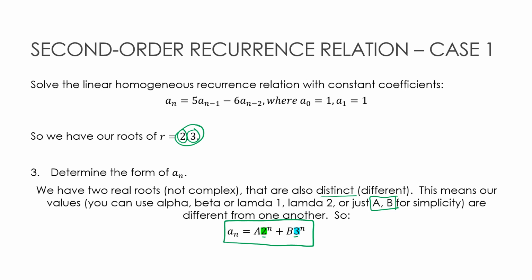But this is the correct form if I have 2 distinct roots, or even if I had 3 distinct roots. Let's say I had a root of 4, then I would have plus c times 4 to the n. So you get the idea. It's pretty straightforward. Again, this is for distinct roots. That's case 1.